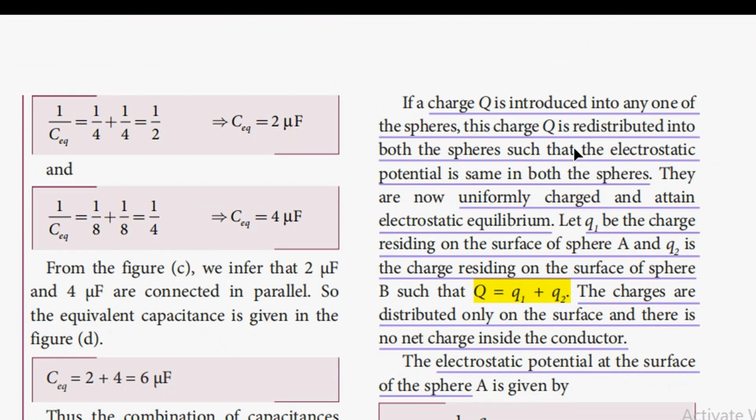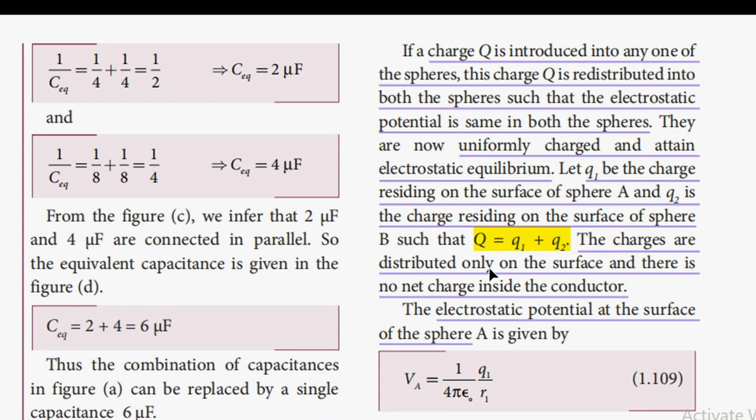So if a charge q is introduced into any one of the spheres, this charge q is redistributed into both the spheres such that the electrostatic potential is the same in both the spheres. They are now uniformly charged and attain electrostatic equilibrium. Let Q1 be the charge residing on the surface of sphere A and Q2 the charge residing on the surface of sphere B, such that Q is equal to Q1 plus Q2. The charges are distributed only on the surface and there is no net charge inside the conductor.